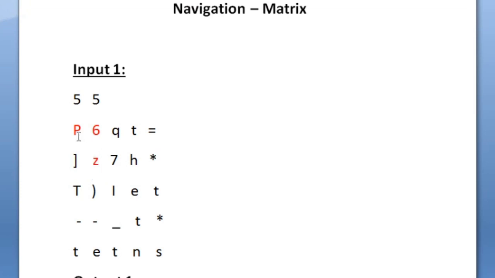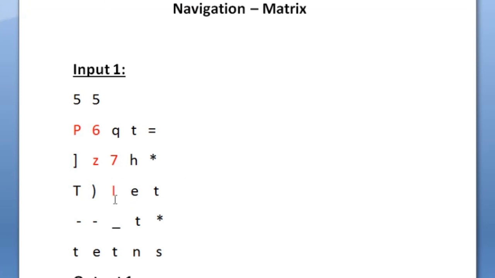So from P we have come to 6, and then we have come to Z, and from Z again we will be checking down. This is not a character, but the right side is a digit, so we will be moving to the right side. And now from 7 again we will be checking down. The down is an alphabet, so we can move down.